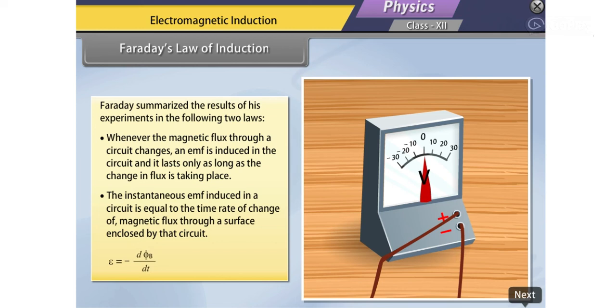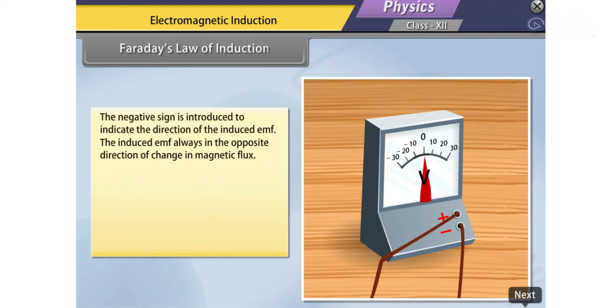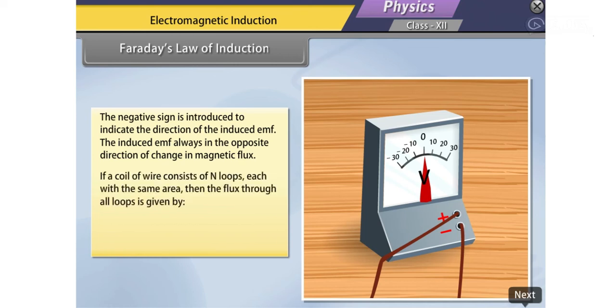E equals minus d phi B by dt. The negative sign is introduced to indicate the direction of the induced EMF. The induced EMF is always in the direction opposite to the change in magnetic flux. If a coil of wire consists of n loops, each with the same area, then the EMF through all loops is given by E equals minus n d phi B by dt.